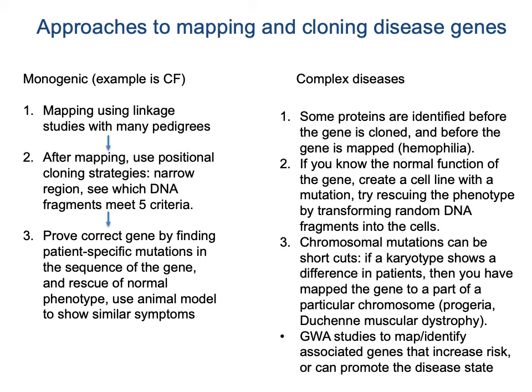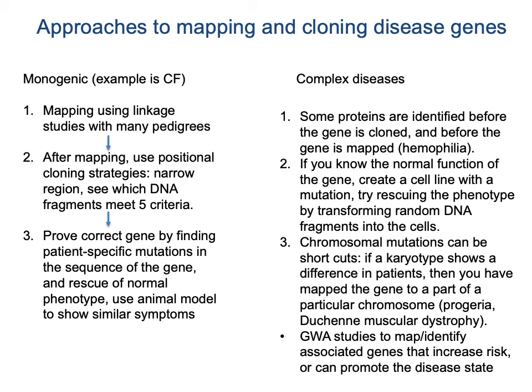already gone through the approach for cystic fibrosis, which is common for monogenic diseases, where number one, you do some mapping. You try to figure out what chromosome and what part of the chromosome the gene is on using linkage studies and lots of pedigrees. And then after mapping, you can use positional cloning strategies, narrow down the region, and then identify DNA fragments that meet lots of the criteria expected for the gene associated with the disease, and then you can prove or validate you have the correct gene by finding patient-specific mutations when you do DNA sequencing.